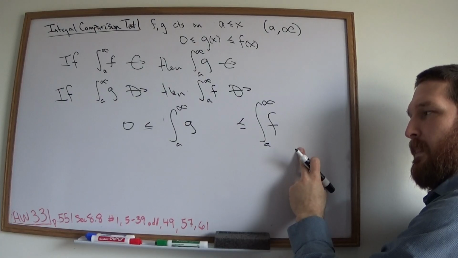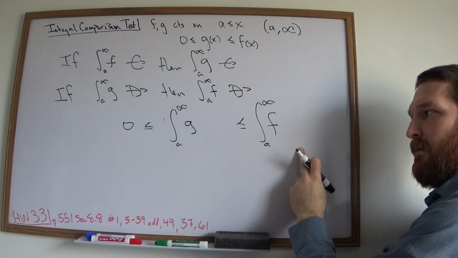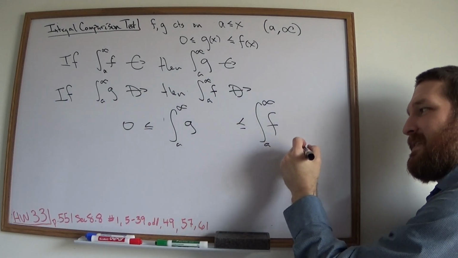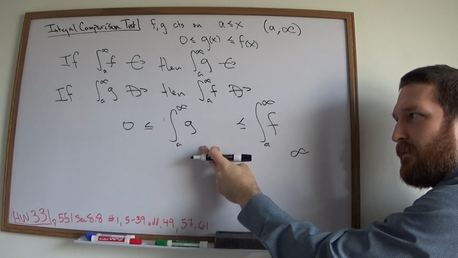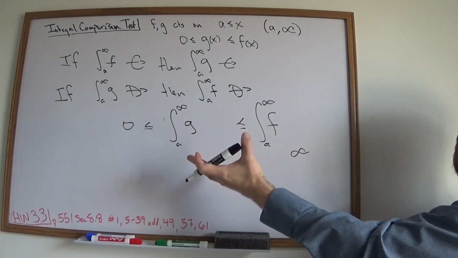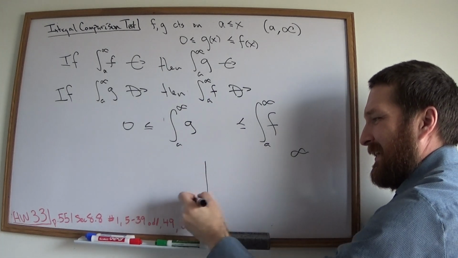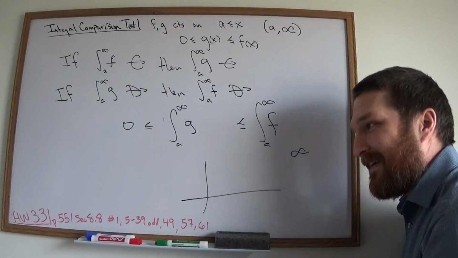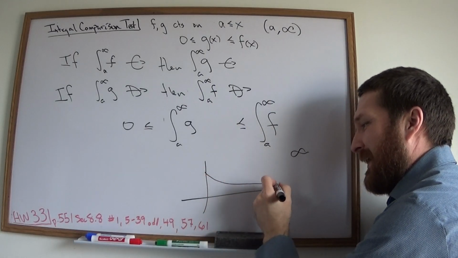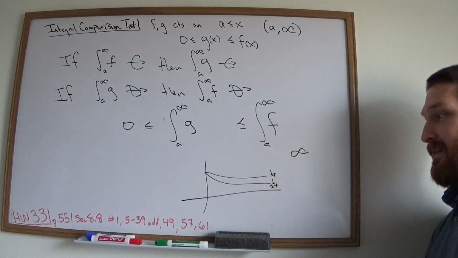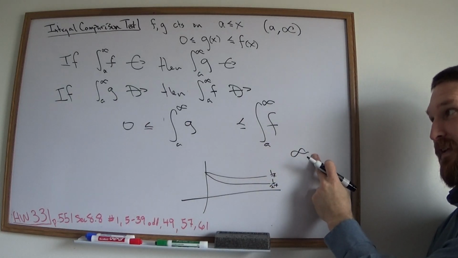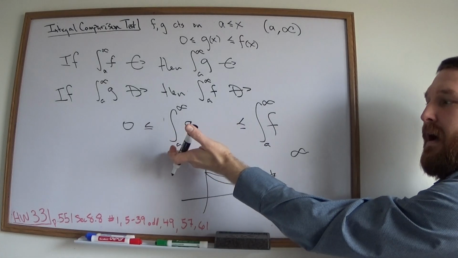Now, notice what we don't have here. Suppose this one's infinite, can you say that that's not infinite? No, it still might be. Like the 1 over 2x. 1 over 2x is less than 1 over x. 1 over x is infinite, and so, no, you can't conclude that.